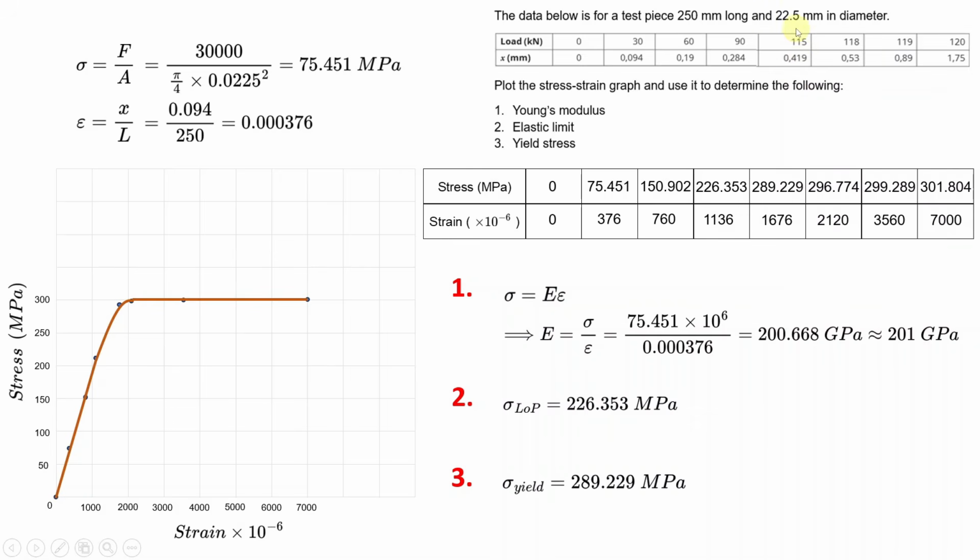So the stress that corresponds to 115 is actually 289.229 megapascals. That's the stress corresponding to 115 kilonewtons. And at 115 kilonewtons, that is where the elongation is beginning to increase rapidly. Okay, so that point there, which corresponds to 289.229 megapascals, is the yield stress, which is here, okay, which you can see on the graph here. That is the yield stress.